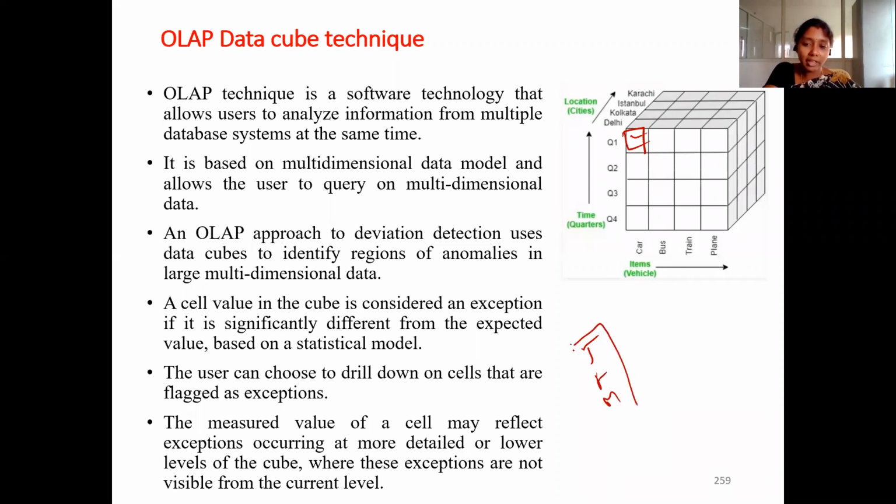If you find an exception in quarter one, you can drill down so that you can identify the data month wise. If here also you're not getting clarity, you can further drill down week wise. Like this, you can identify the exact error. The measured value of a cell may reflect exceptions occurring at more detailed or lower levels of the cube, where these exceptions are not visible from the current level. Because of these advantages, you can go with the OLAP technique.